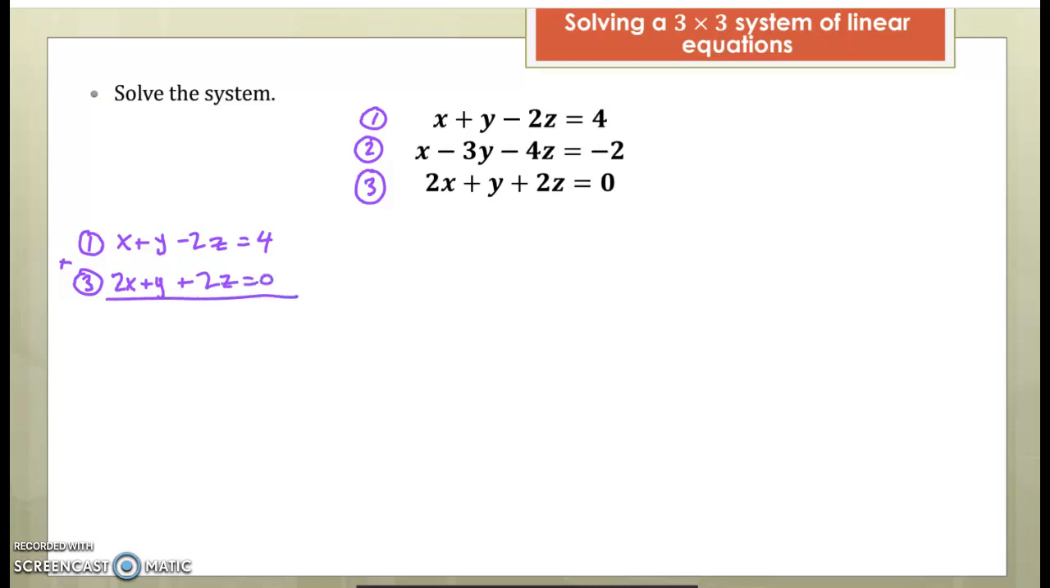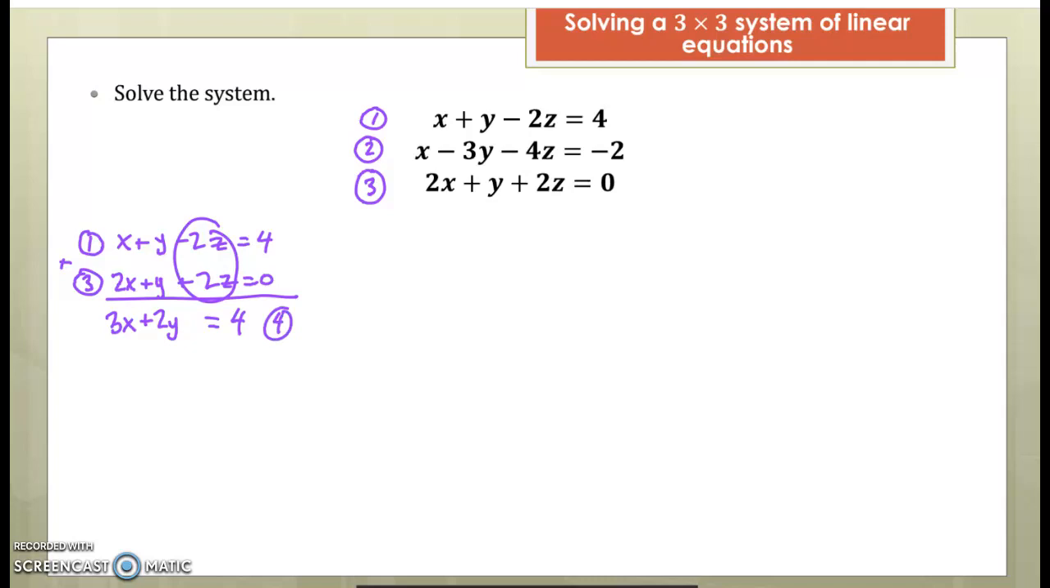So when I add these together, I get x plus 2x is 3x. Remember, we can't add things together or combine them unless they're like terms. Y plus y is 2y. Negative 2z plus 2z is 0. So that eliminates that variable, and then 4 plus 0 is 4. This equation I'm going to call equation 4.